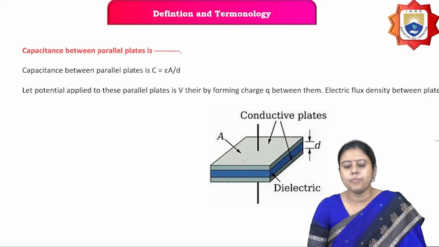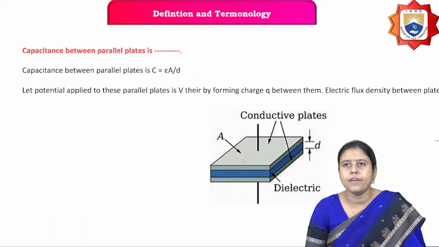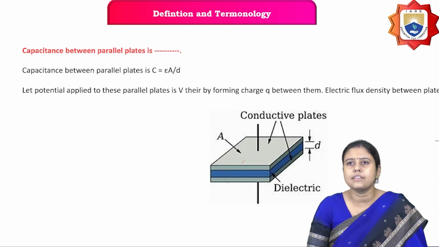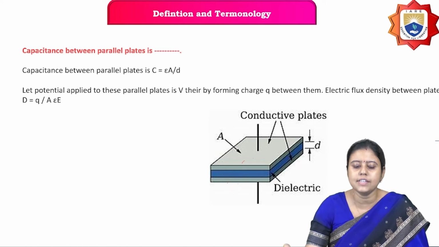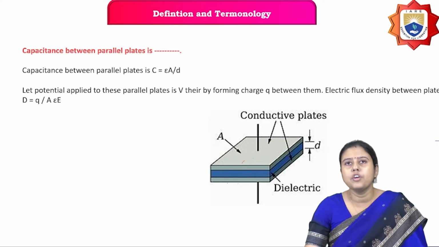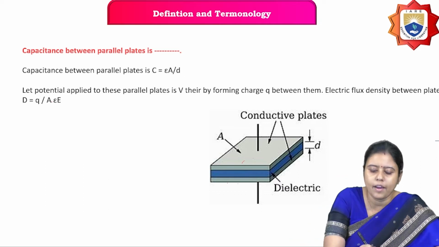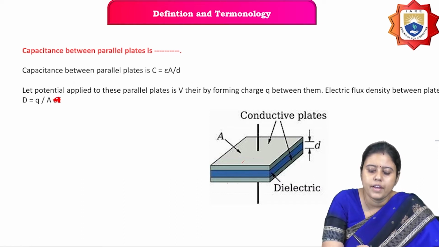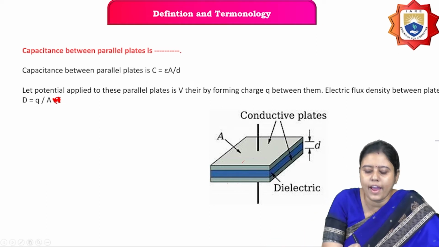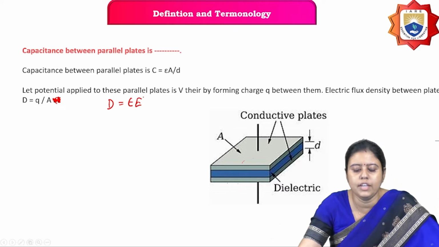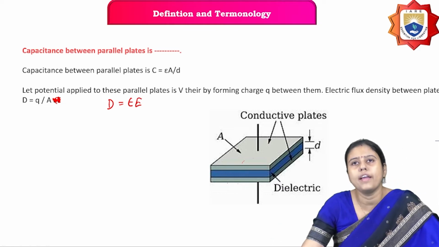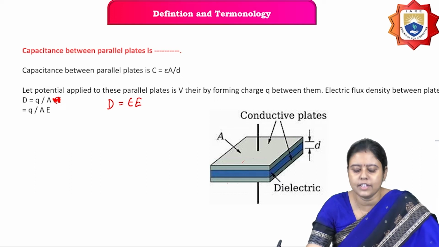Let the potential applied be V. What is the electric flux density between the plates? D is equal to Q by A. We know D is equal to Q by A, and D is nothing but epsilon into E. So D is equal to Q by A is equal to epsilon into E.